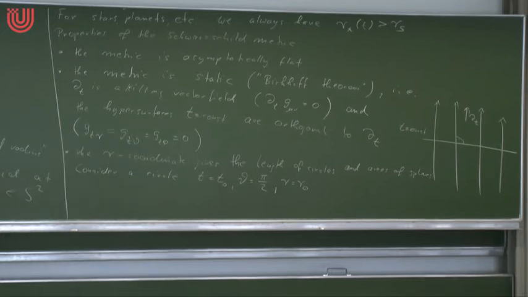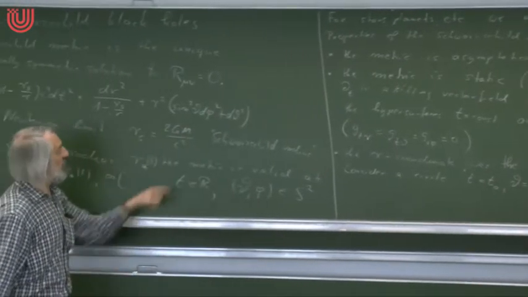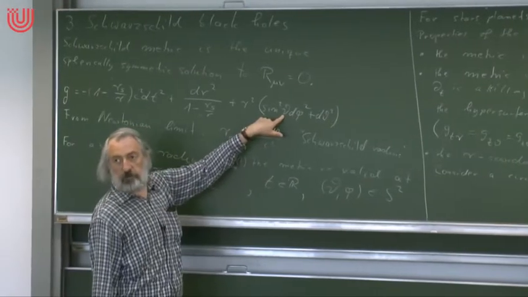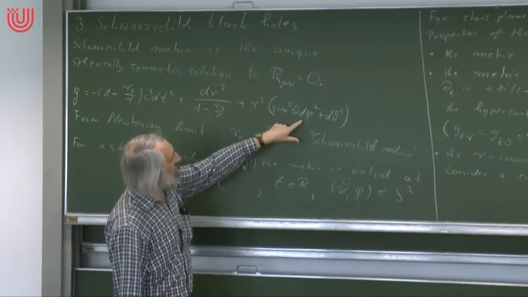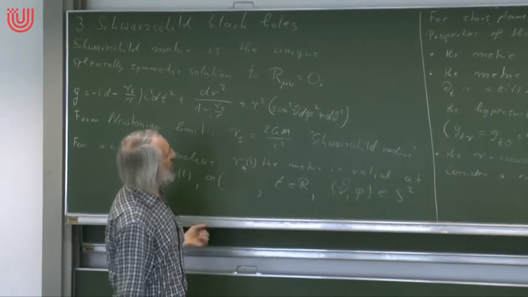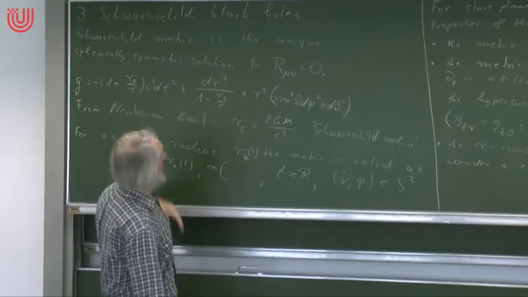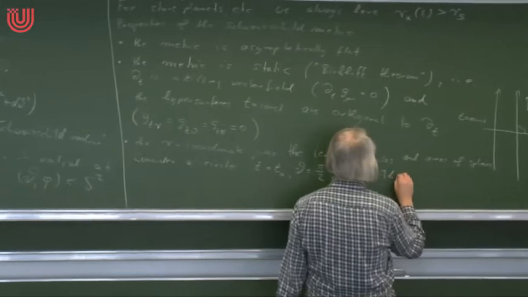And I can read it from the metric. So t is fixed, so this term is irrelevant. r is fixed, this term is irrelevant. Theta is fixed, this term is irrelevant. So the length is given by this term alone. And sine of theta is 1, because theta is pi half. So I just have to integrate r squared. Well, I have to take the square root, because the metric gives the length squared, right?